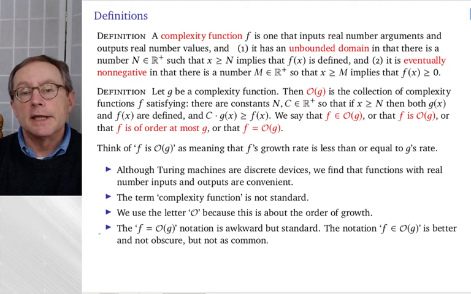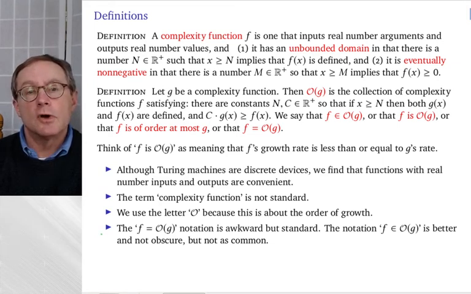And then finally, the hand-wringing part. "F is big O of G" notation. That's awkward, but perfectly standard. If somebody writes that, nobody's going to raise their hand and say, "What are you talking about?" It's perfectly standard. It's awkward for a number of reasons.